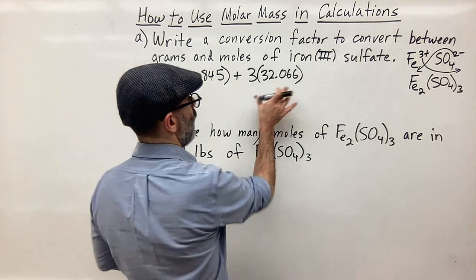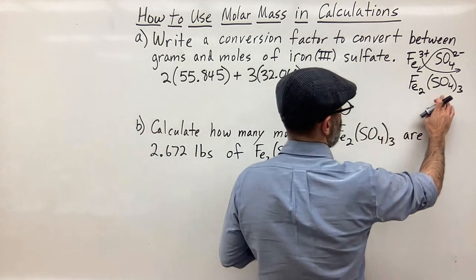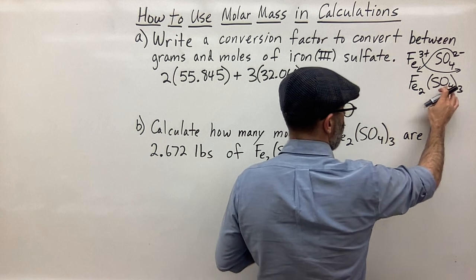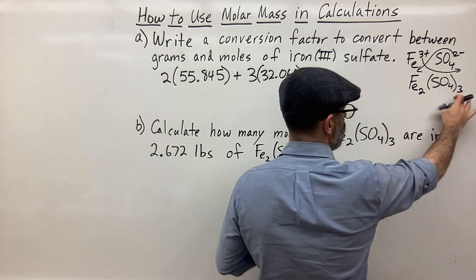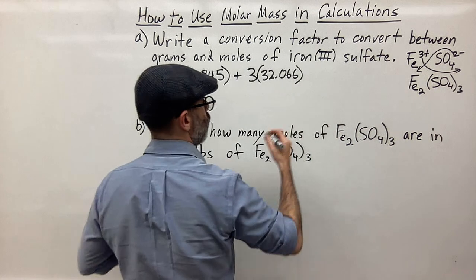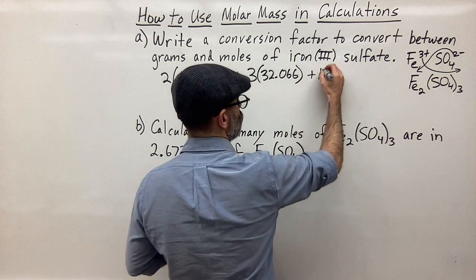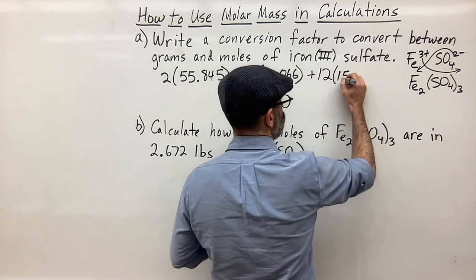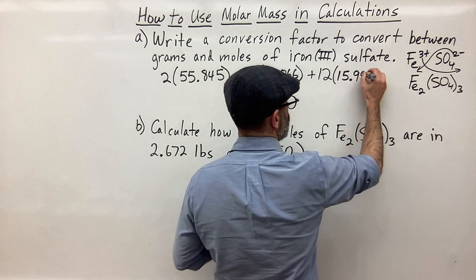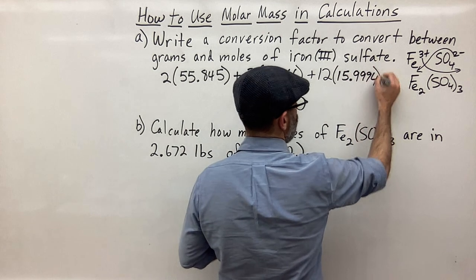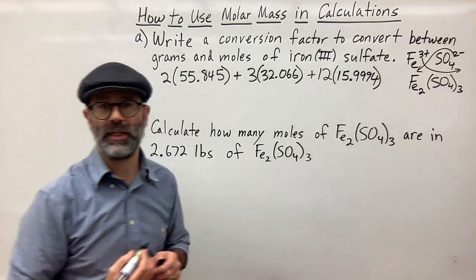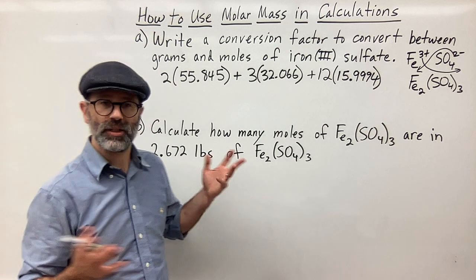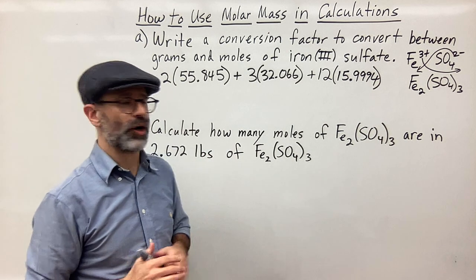Then I have my sulfur, and last I have oxygen. I have 3 sulfates, and each has 4 oxygens, so 3 times 4 is 12. So I'm going to multiply by 12: 12 times the atomic mass of oxygen. Again, that's going to be 15.9994. And again, if you have 16.0 or 15.99 or something slightly different, don't worry, it'll work out the same.